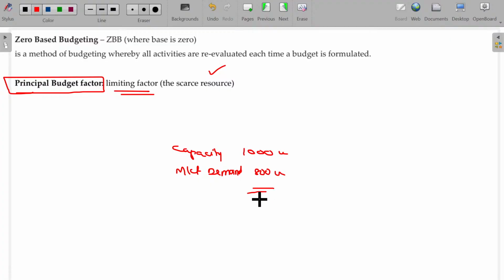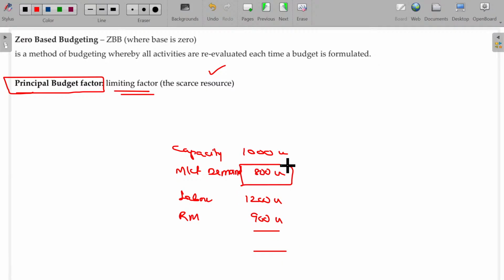Tell me. Labor force available for producing 1200 units. Raw material is available for producing 900 units. Come on, tell me. What is the number of units you're supposed to produce for all the calculations?